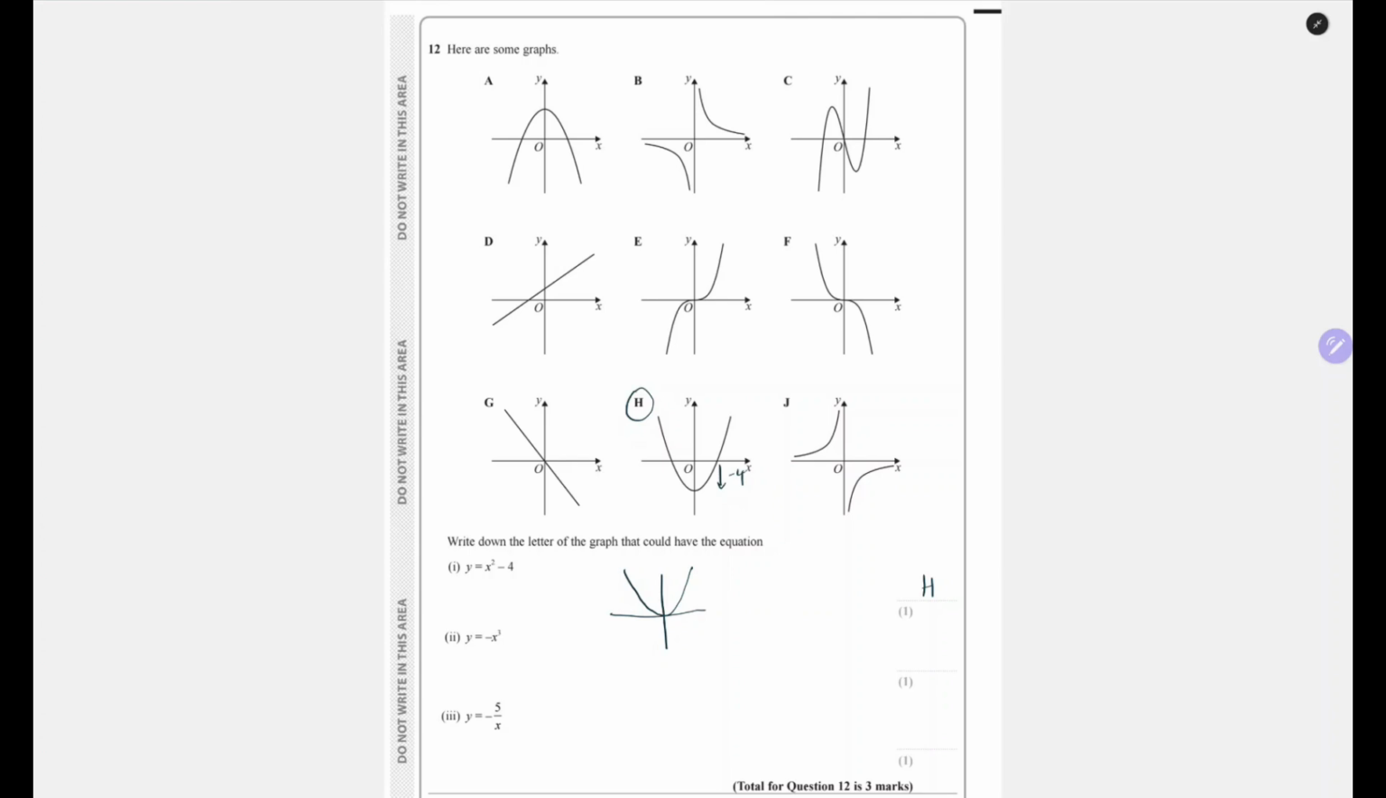Part 2 says y equals negative x cubed. Well, a standard x cubed graph looks something like this. And so the negative will be the opposite, which is going to be graph F.